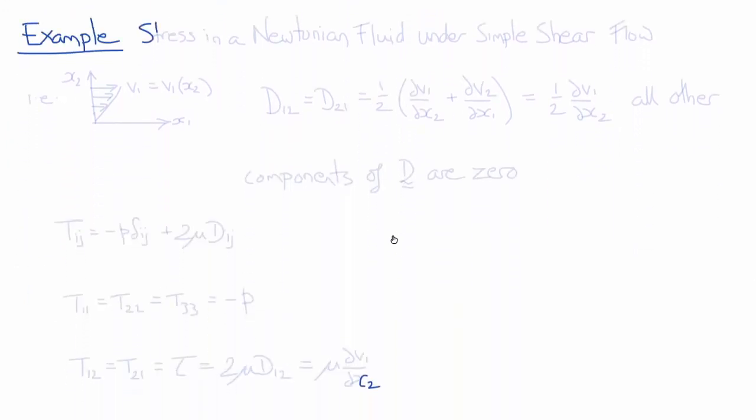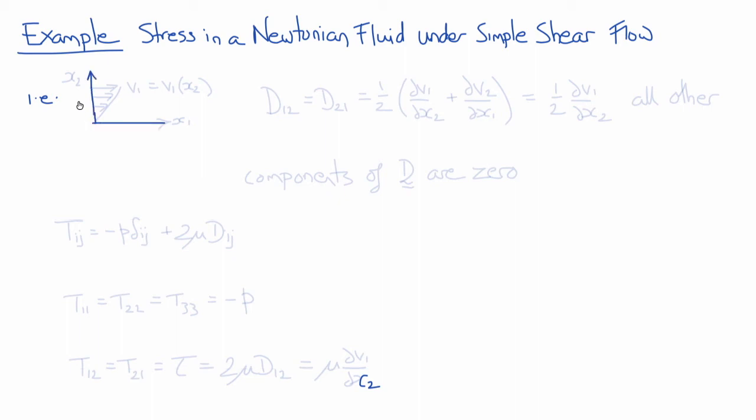So now let's look at an example of stress in a Newtonian viscous fluid, an incompressible Newtonian viscous fluid, under simple shear flow. Remember that a simple shear could look something like this, where here we have velocity in the x1 direction, varying in magnitude as a function of x2. So v1 is equal to v1 of x2, and does not depend on x1 or x3, and v2 and v3 are 0.